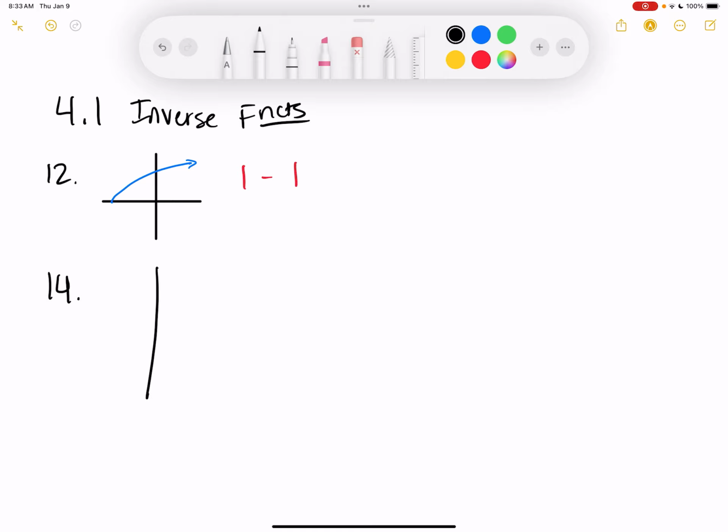14 is an upside down absolute value function. Something like that. So, what do we think about this one? Is this one-to-one or no? No, because it goes through more than once, so I would just say not one-to-one like that.